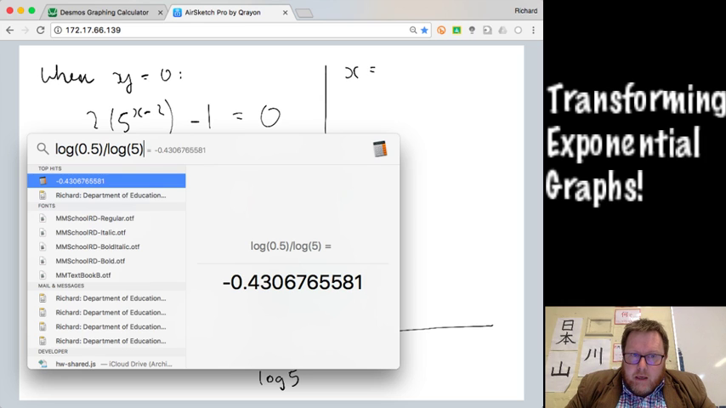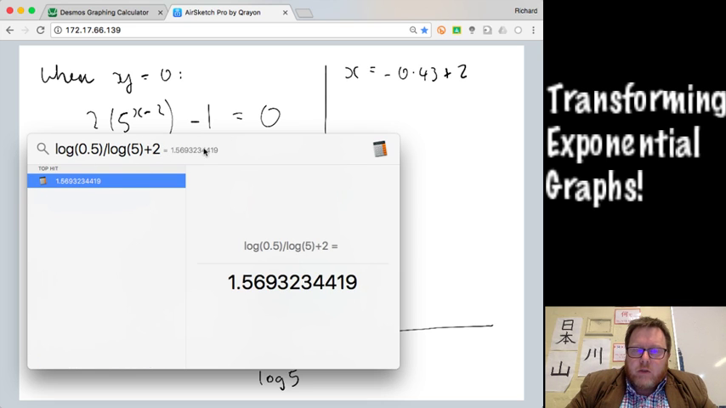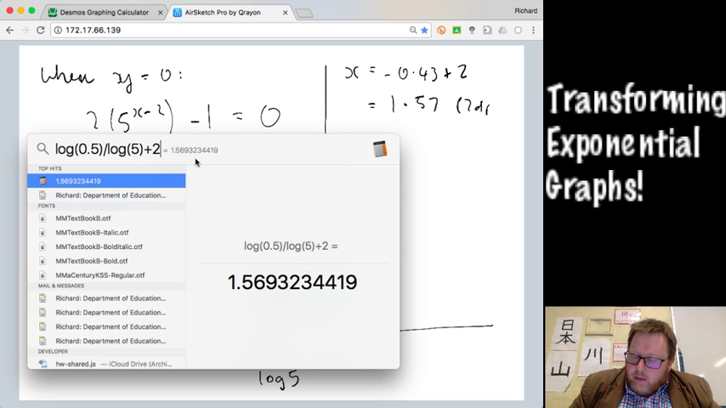Okay, so I'm getting here log of 0.5 over log of 5 as being negative 0.43. So that's going to be negative 0.43 plus 2. I'm going to add 2 to that now. Notice I added into this calculation, so I don't have any rounding errors. And that gets me 1.57 to 2 decimal places.